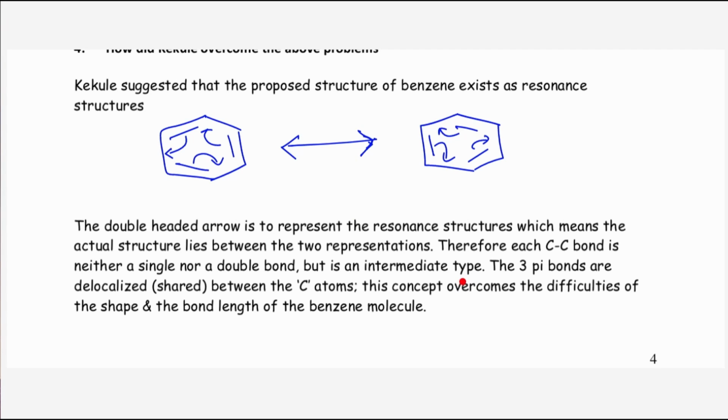Therefore, each carbon-carbon bond is neither a single nor a double bond, but an intermediate type. The 3 pi bonds are delocalized, meaning shared between the carbon atoms. This concept overcomes the difficulties of the shape and the bond length of the benzene molecule. That means it will be a regular hexagon, and the bond length is between the carbon-carbon double bond and the single bond. But still, he couldn't answer why benzene does not decolorize bromine, right? Please copy the canonical structures.